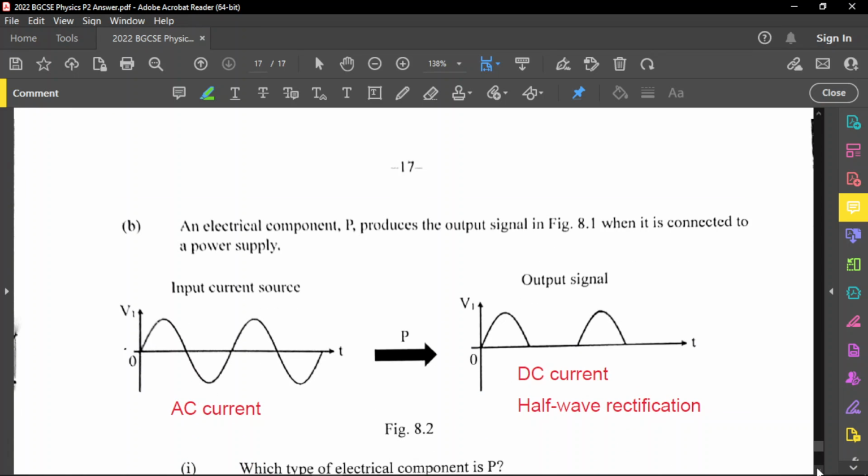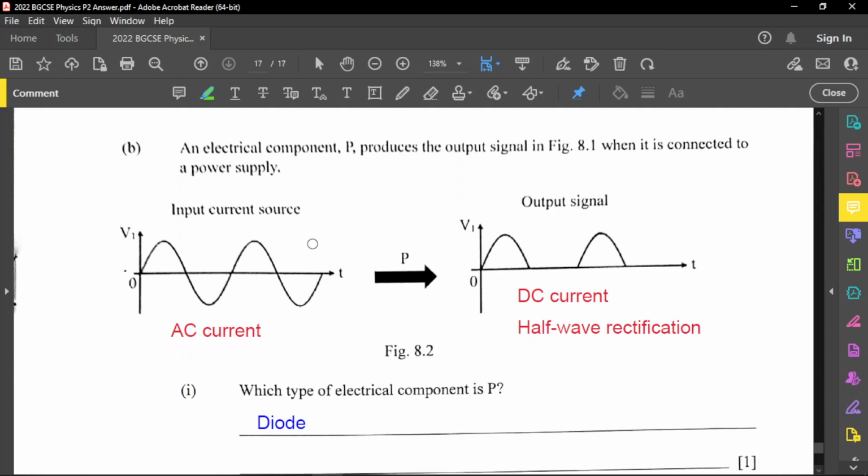All right, so part B. An electrical component P produces the output signal in figure 8.1 when it is connected to a power supply. And so the input current here is an AC, if you notice the wave-like motion. So this device here now will convert this into half of the signal, which is called half-wave rectification. And what is produced here is a DC current. So what type of electrical component is P? That is called a diode.